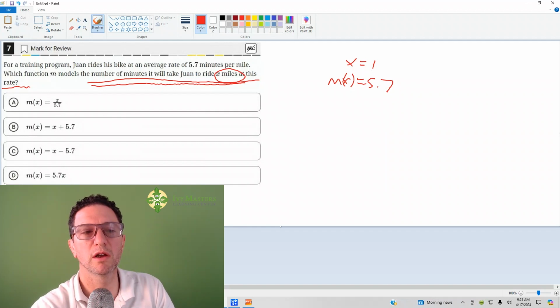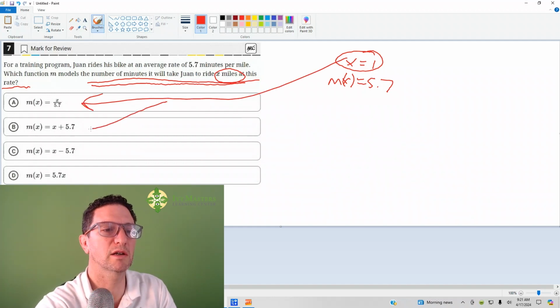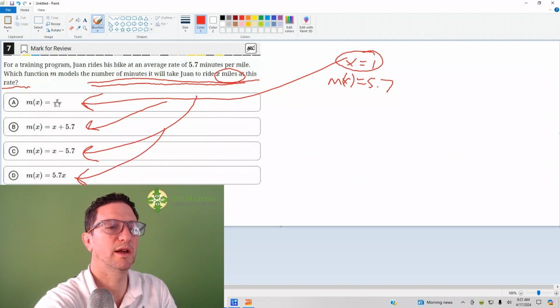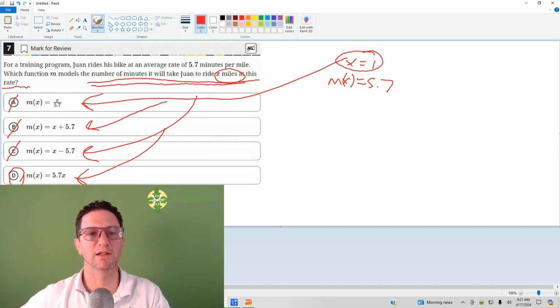So, in the answer choices I see X. My X is 1. I'm going to plug 1 in place of every X and see what gives me that same 5.7. Here I get 1 over 5.7, that's gone. Here I get 6.7, that's gone. Here I get negative 4.7, that's gone. Here I get 5.7. D is my answer.